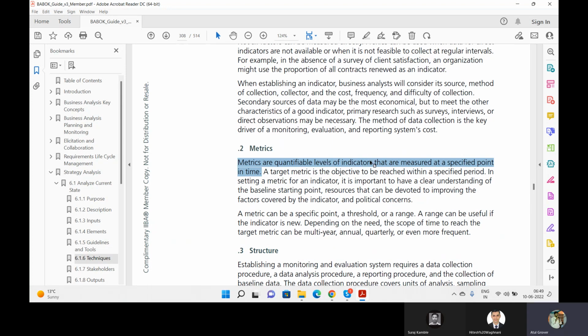That is, what I need to measure in a specific time period, I can say. A metric can be a specific point, a threshold or a range. Until your score is 3.5, I cannot allow you to go out from this training. I'll give the training again.